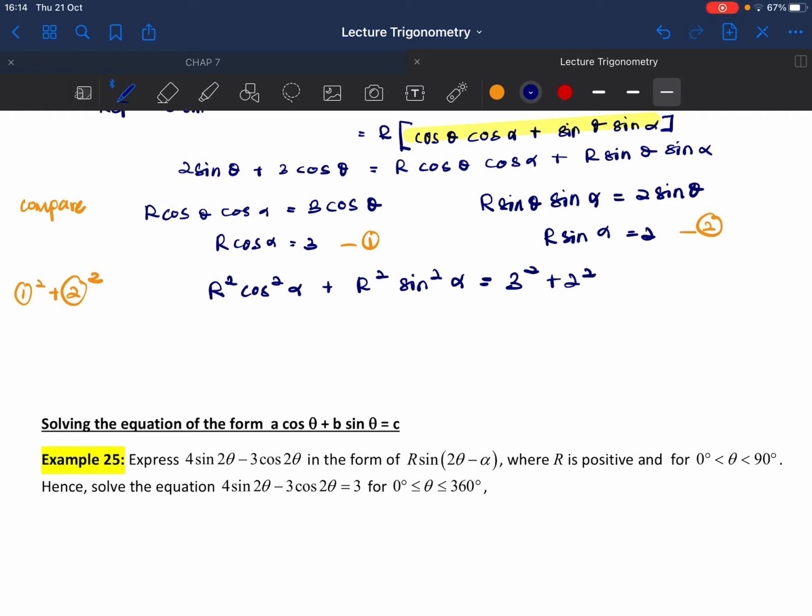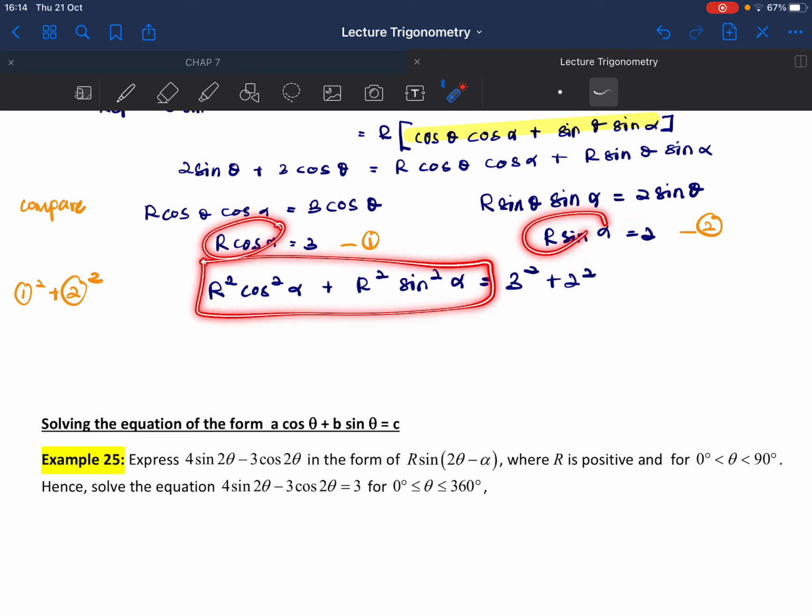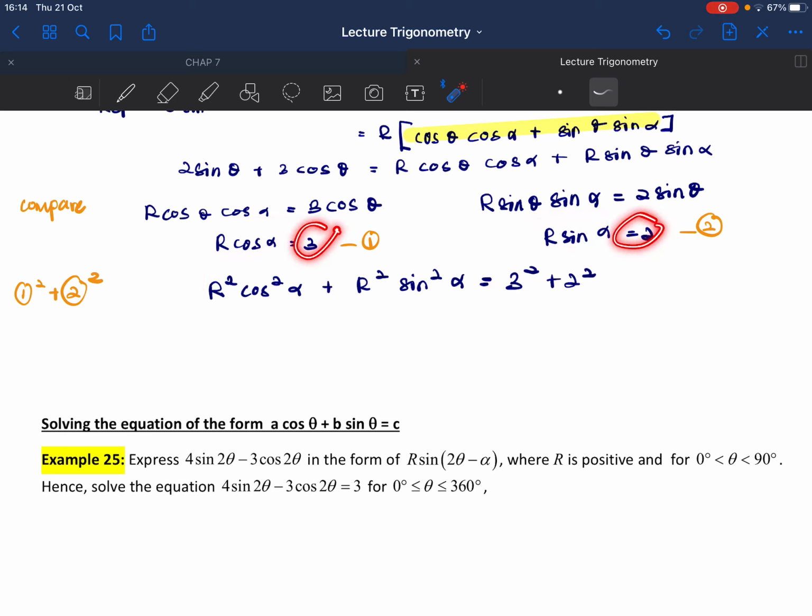Okay, boleh nampak first equation square kan, tambah dengan second equation square kan. Saya terus letak left hand side dengan left hand side sekali dekat sini, right hand side dengan right hand side sekali dekat sini. Okay, so we should get something like this lah. Okay, so now you have r square here.